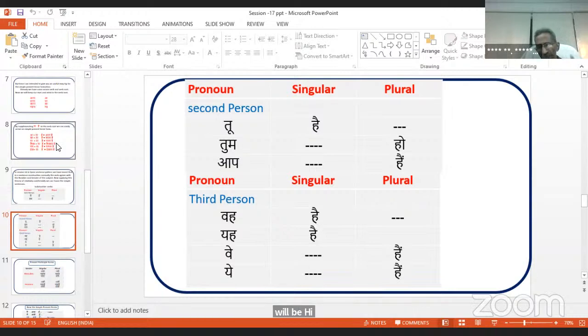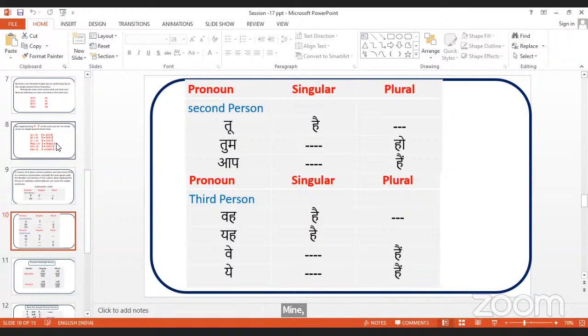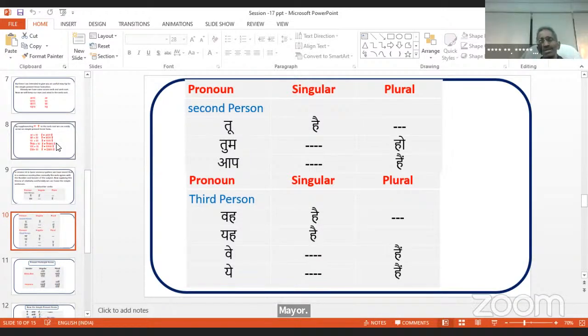So now together we will see. Main hoon, hum hain, tu hai, tum ho, aap hain, woh hai, yeh hai, yeh hain, woh hain. So please repeat with me. Main hoon, hum hain, tu hai.